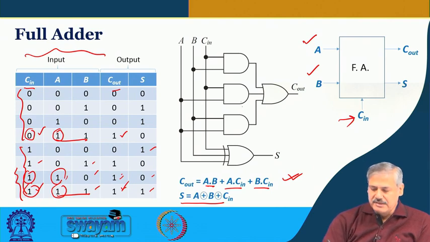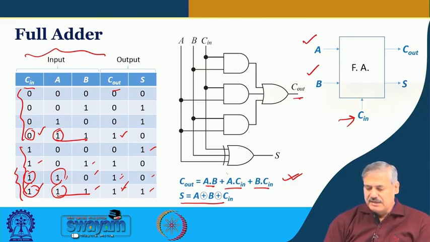So, basically these are the 3 AND gates generating AB, AC in, BC in terms, and they are ORed to get C out, and this is a 3 input XOR gate that is generating the sum bit. Okay.